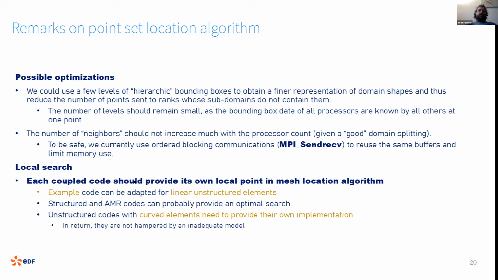And then each coupled code should provide its own local point-in-mesh location algorithm. That's basically the equivalent of an adapter, or another way of doing things. And there is in PLE some example code which can be adapted to linear and structured elements. Structured and AMR codes can probably provide some optimal search. We don't have examples of those, but they could probably do things much better. And if some unstructured code has curved elements, well, they'll need to provide their own implementation. But the good side is that they don't need PLE to be able to develop that, because they can use their own location immediately.